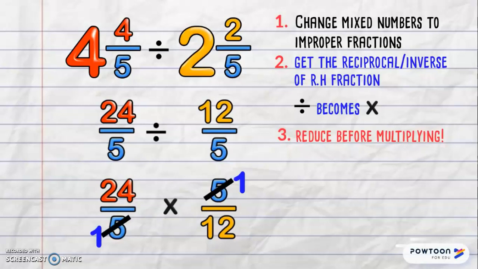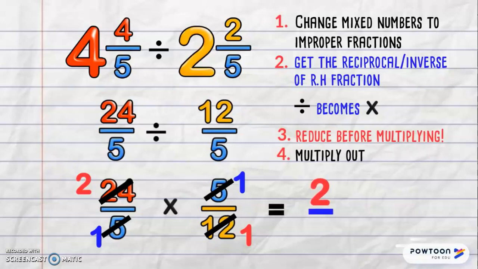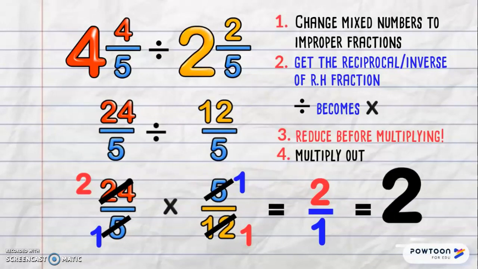And we also have these values that work together. 12 is a factor of 24. That gives us 1 here and 2 here, because 2 times 12 is 24. And now we multiply across and we get 2 over 1, and any number over 1 is that same numerator as a whole number, so 2 wholes.